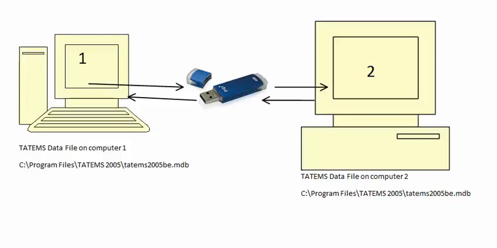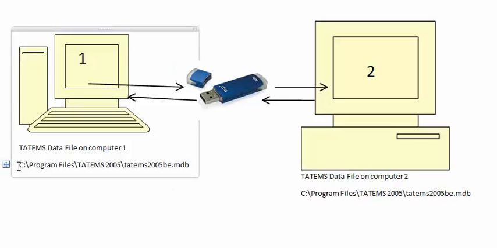Hi, Mark Reed here. In this video, I'm just going to explain to you how to share TATEMS data between two computers that are not networked together. So you just need computer number one, computer number two, and then you need a USB drive or something like Dropbox.com to transfer the data back and forth between the two computers.